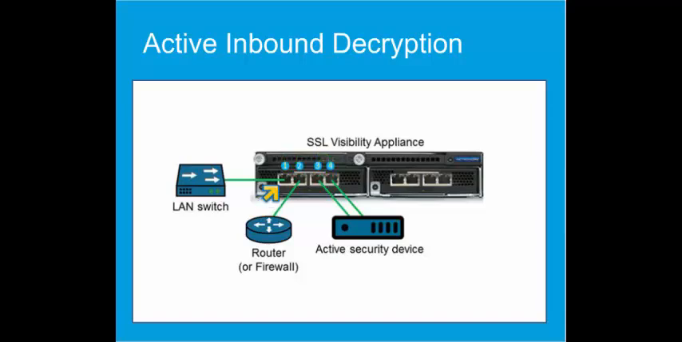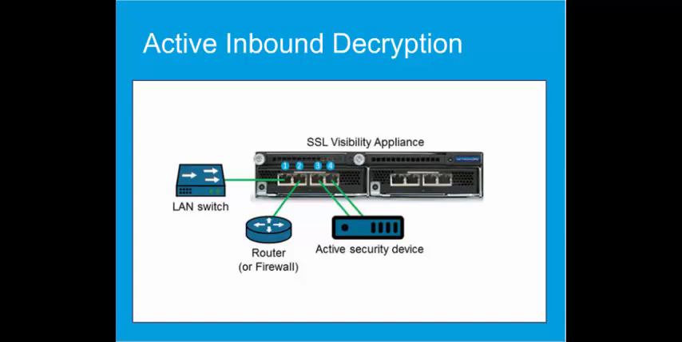With Port 1 connected to the inside local network, and Port 2 to the outside network or router, Port 3, the active security device, and Port 4, the other side of the active security device, a failure will send all traffic between the inside LAN switch and the outside router, bypassing the security device. The loss, in this case, will be the security device and SSL decryption.